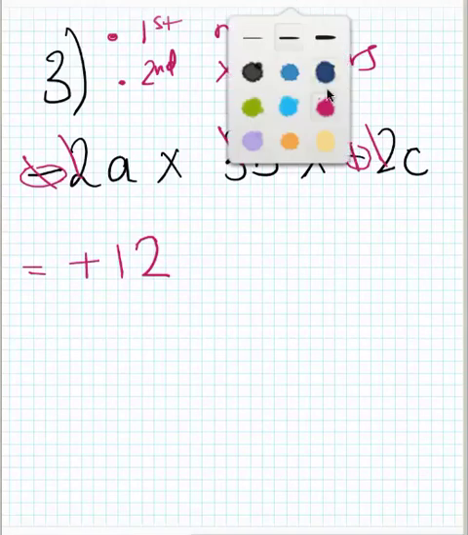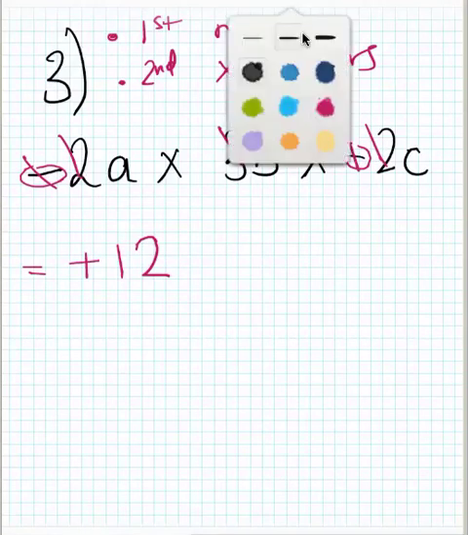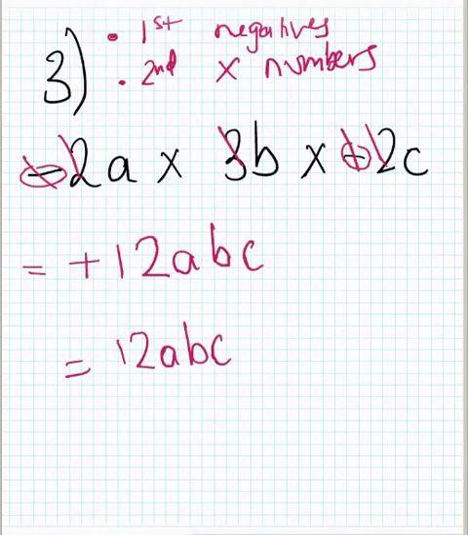And finally, all we have to do is get A, B, and C. I'll keep it the same color. A, B, and C, and write A, B, and C. And we're done. And we know there's times in between everything. We are really saying a positive 12 times A times B times C. And the positive, if you want to write it invisible, you can. And there's your final answer.